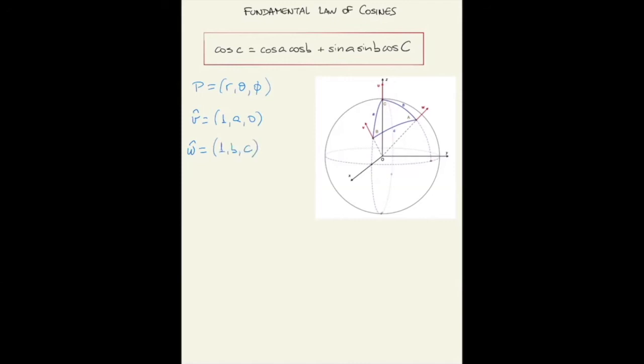Now let's convert this to Cartesian coordinates. For v hat, r is equal to 1, theta is equal to a, and phi is equal to 0. Therefore, x is equal to sine a. y is equal to 0 because phi is 0. As for z, we have theta being equal to a, and r is equal to 1, so it's equal to cosine a. So we found here what v hat is in Cartesian coordinates: sine a, 0, and cosine a.